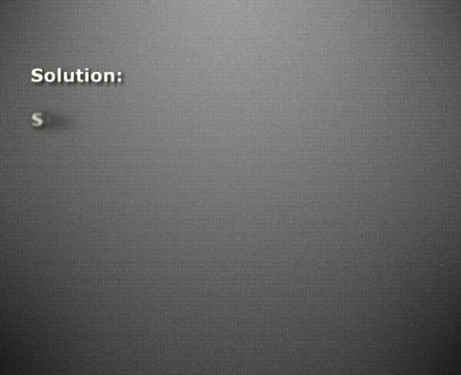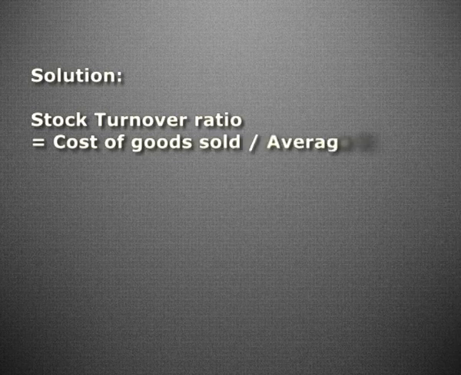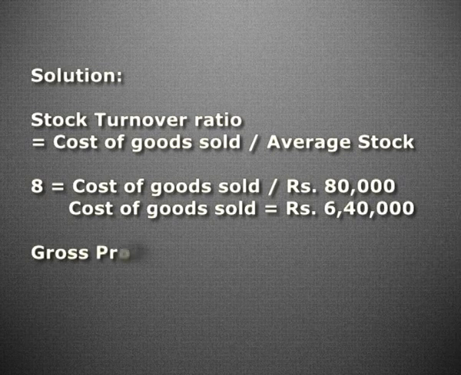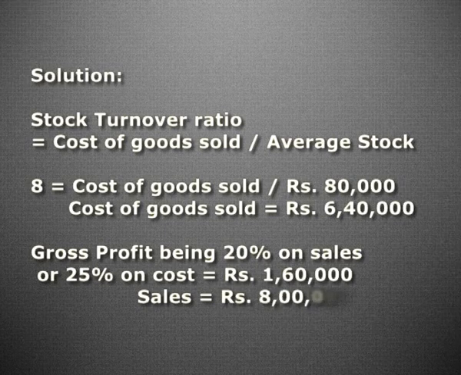Solution. Stock turnover ratio is equals to cost of goods sold divided by average stock. 8 is equals to cost of goods sold divided by Rs 80,000. Cost of goods sold is equals to Rs 6,40,000. Gross profit being 20% on sales or 25% on cost is equals to Rs 1,60,000. Sales is equals to Rs 8 lakhs.